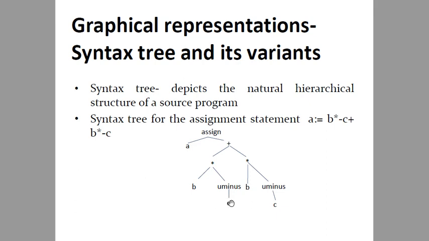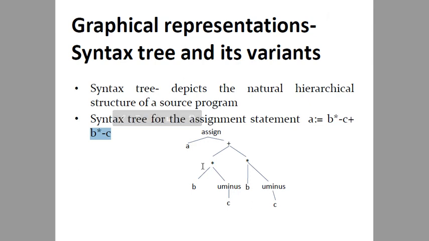So C is our leaf node. The operator just before C is applied to this interior node: unary minus on C. Then B into minus C, and B into minus C, these two things, over this one.